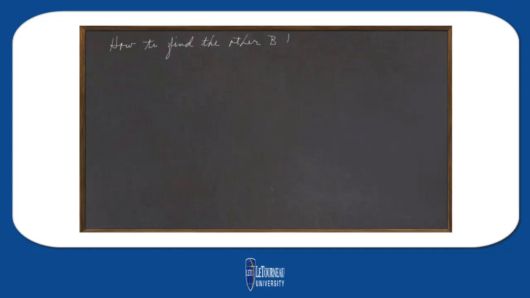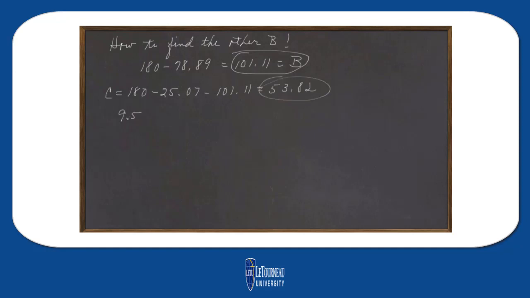Now, here's the tricky part: how to find the other B. Well, we take our 78.89 and we subtract it from 180. All right, and we get the second B, which then gives us a C of 53.82, and we go through this process again of using the law of sines. You should be pretty good with it now. Side c is 18.1.